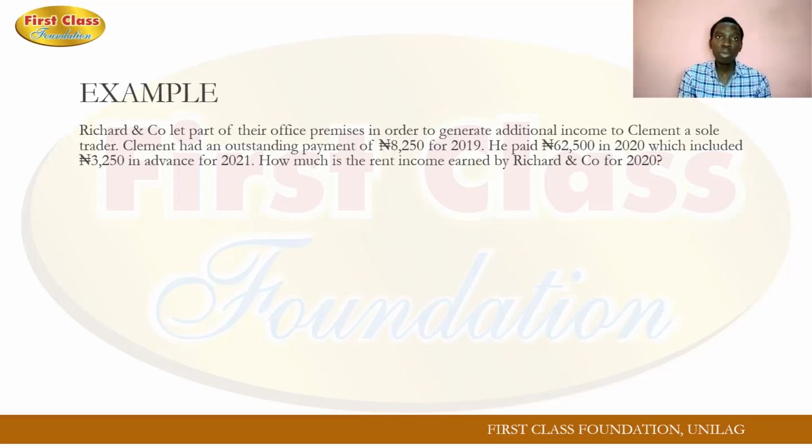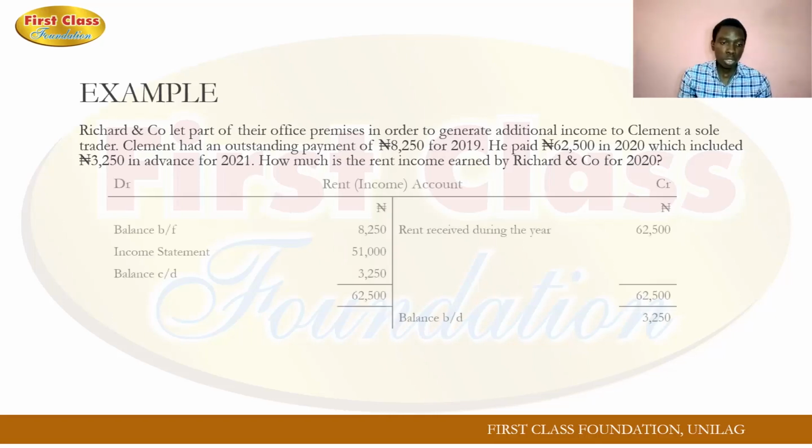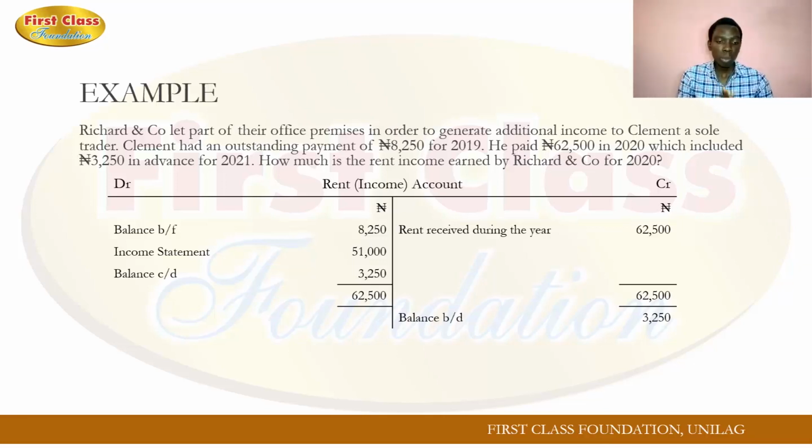So we calculated the rent expense for Clement. So it was an expense to Clement, but an income to Richard and Co. And I mentioned that it's just the direct opposite of that of the expense. So here we see that the opening balance, which is an accrual, is debited because this is an accrued income, which is an asset. So that's 8,250. The rent received during the year would have been debited to the cash book. So we are going to credit the income account, 62,500.